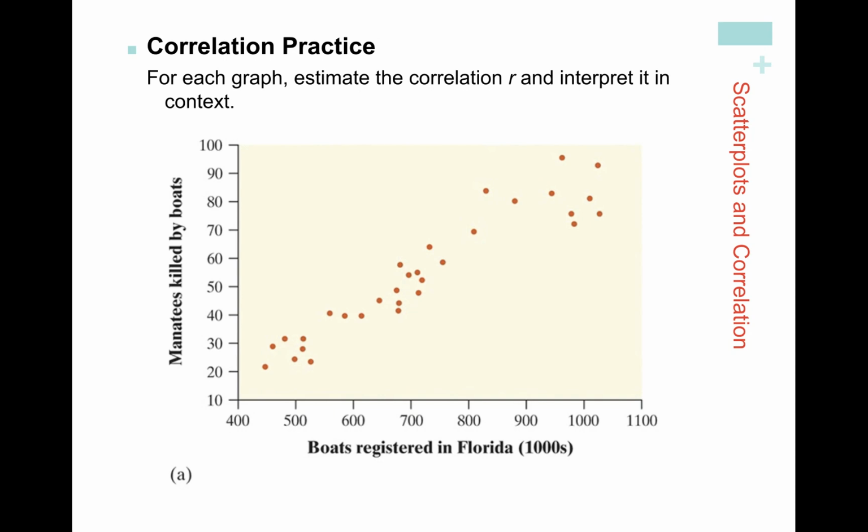Okay, so what would you guess? What would you ballpark R is? Is it going to be positive or negative? Well, obviously it's going to be positive. And is it close to 1? Yes, it's pretty close to 1. So maybe you might guess that R equals 0.9. And interpret it in context. Here's your interpretation: as the number of boats registered in the state of Florida increases, the number of manatees killed by boats also increases. That's your interpretation in context.